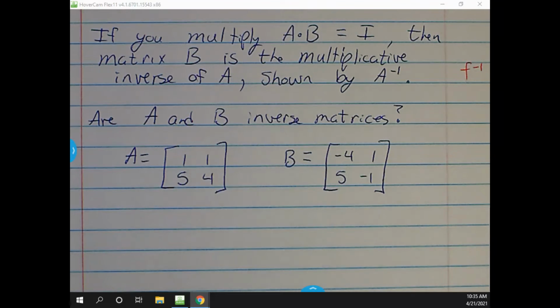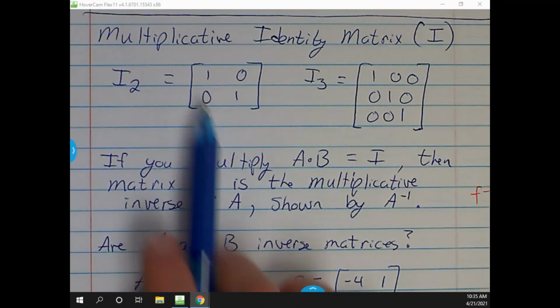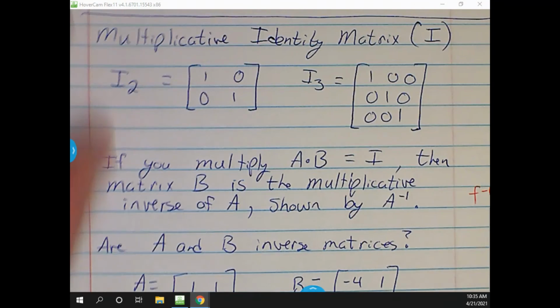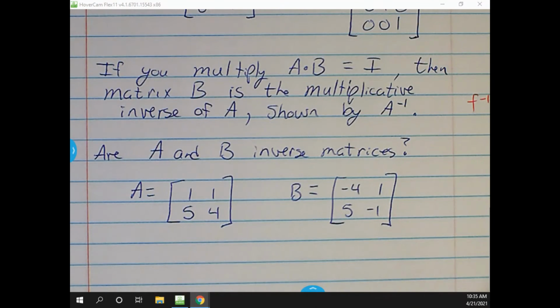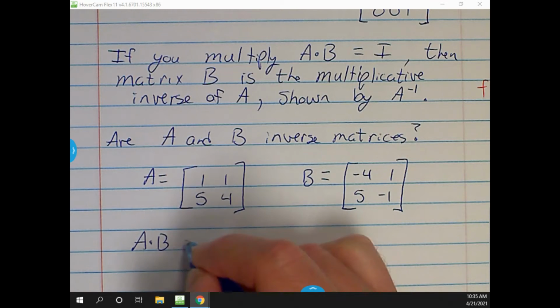Okay, so again, to figure out if they're inverse matrices or not, we just multiply them together. Since they're both 2 by 2 matrices, if we get 1, 0, 0, 1 when we finish, then they are inverses. If we get anything else, then they're not. All right, so we're going to do A times B.